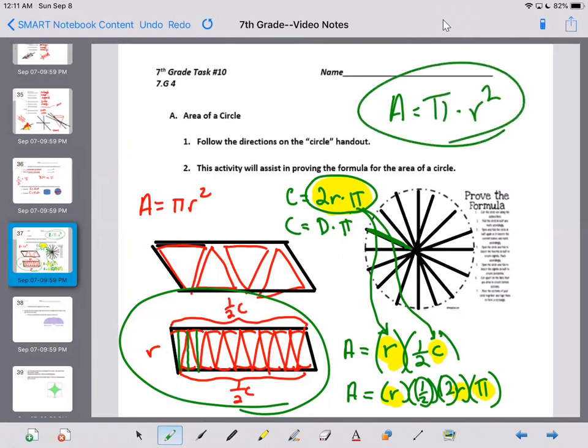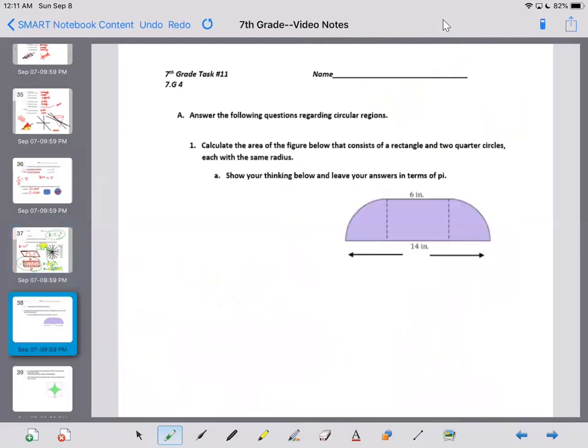So that was probably a sloppy version of that proof, but when you see the video, you're going to see it'll break it down much better than the way I did on this page here. But that's the idea, is where the pi r squared is coming from. All right, so knowing that formula, I want to calculate the area of the figure below.